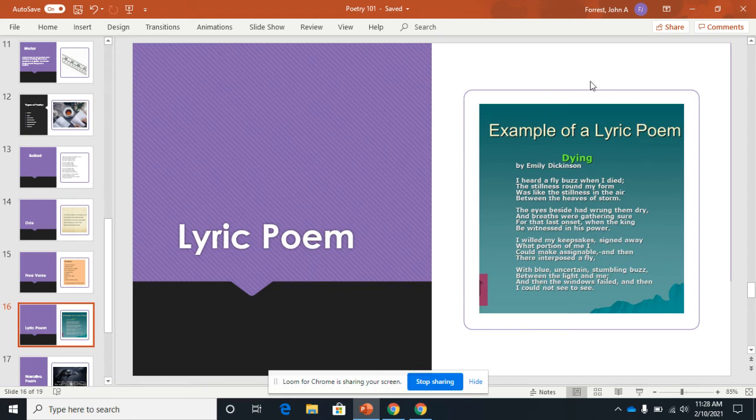So this is an example of a lyric poem from the famous poet Emily Dickinson. "I heard a fly buzz when I died. The stillness round my form was like the stillness in the air between the heaves of storm. The eyes beside had wrung them dry, and breaths were gathering sure, for what last onset when the king be witnessed in his power." So again, first person, she's saying I, and she's talking about her thoughts, right? Her inner workings, her inner being. She's not talking about what she sees. She's not talking about nature or what's out in public. She's talking about her inner thoughts. And so that is what makes it a lyric poem.